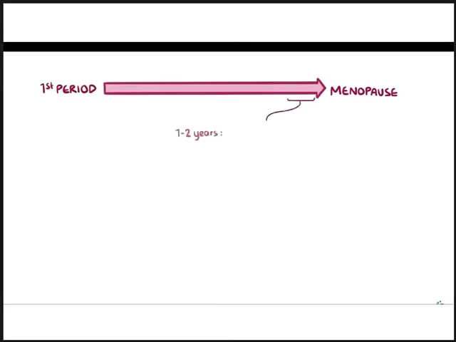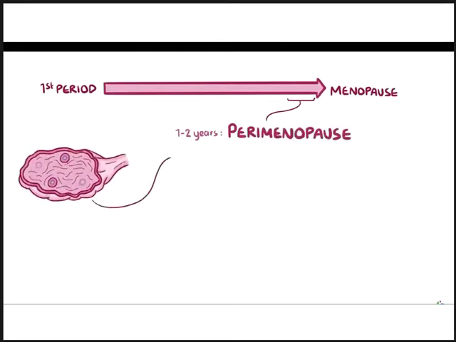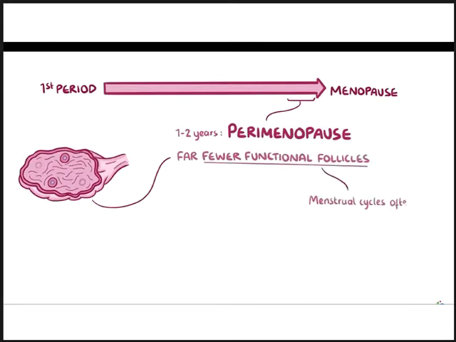Now, a couple of years before menopause, the woman enters a transition period called perimenopause. And during perimenopause, the ovaries have a lot less functional follicles, so the menstrual cycles preceding menopause are often anovulatory. Anovulatory means without ovulation, and that's because none of the follicles are responsive enough to FSH and LH stimulation in order to mature and release the oocyte at ovulation. The lack of ovulation can cause missed or irregular periods, and they become more irregular and more infrequent as the ovarian follicles start to run out even more.